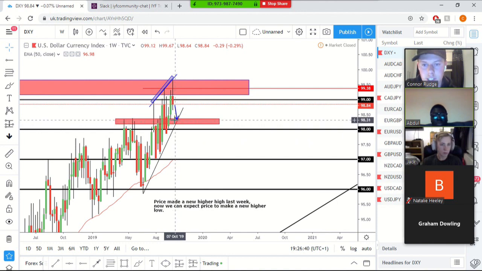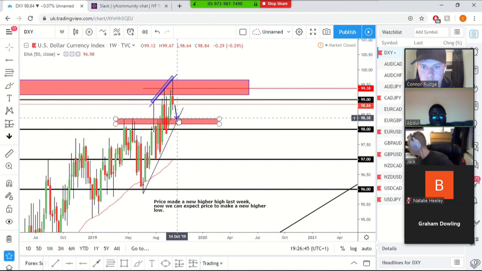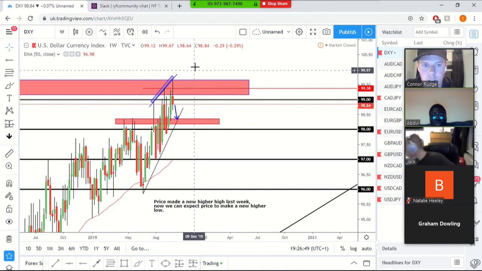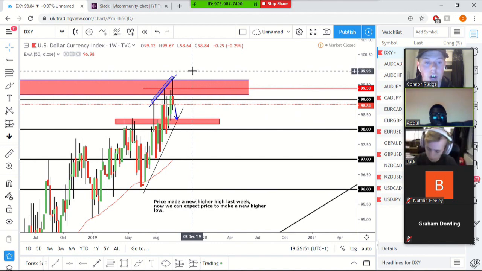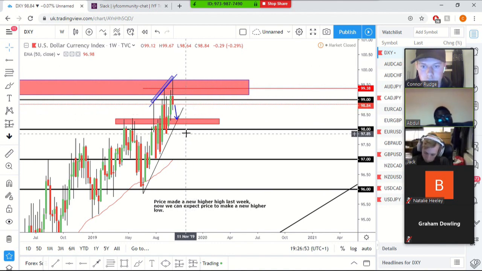If we can retest here, we'll see one of two things. We can either see a retest of this level, so it'd be the third touch in the liquidity area, and we look to make a move up again, possibly reaching a high of 100, or we could actually break below and then look for a massive move to the downside.